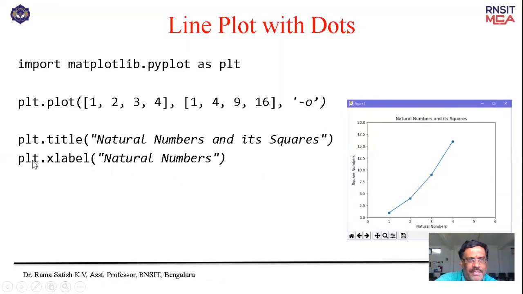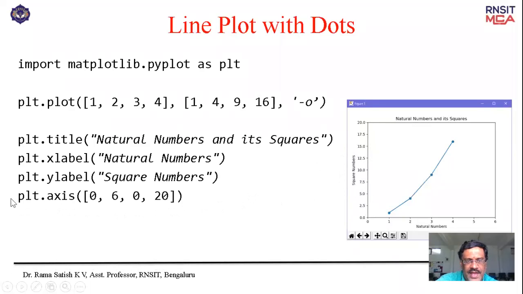Similarly, plt.xlabel. X label is equal to natural numbers. Here, you can see in the plot, natural numbers. Same way, square numbers as Y label. Yes, it is there. Next, axis is equal to 0 to 6, that is the x-axis, and 0 to 20 is the y-axis, that is the axis limits.